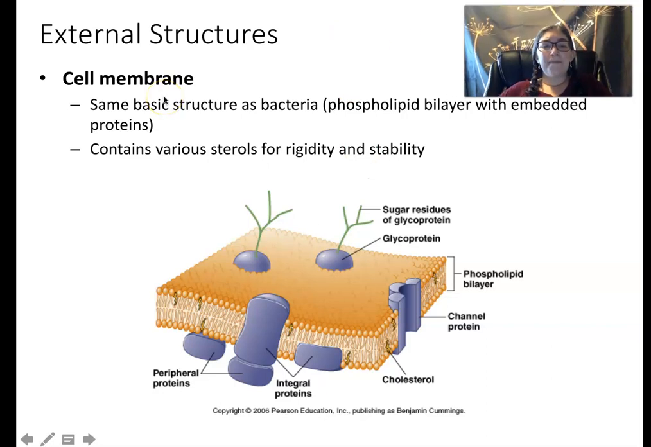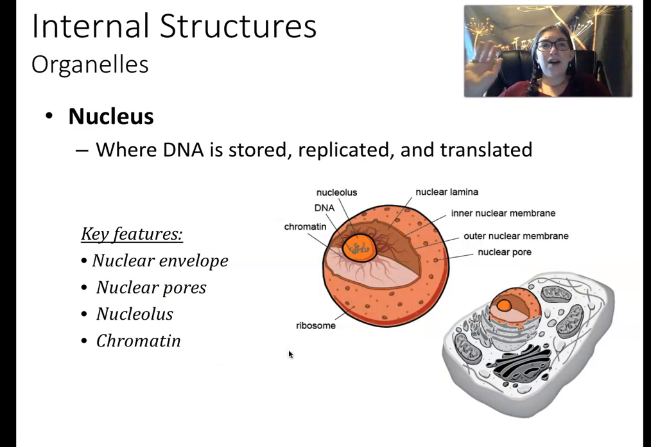All right, the cell membrane, same basic structure as we saw in prokaryotes. It's a phospholipid bilayer with proteins embedded in it. Just some of the phospholipids are a slightly different flavor. And of course, there's also the sterols, like cholesterol, that get embedded in there to modify the fluidity of the cell membrane. So those are the external structures. Now for all of the internal structures.